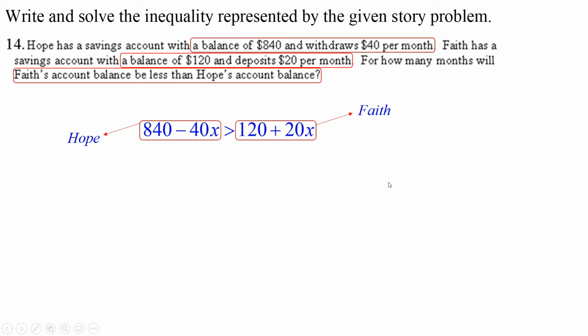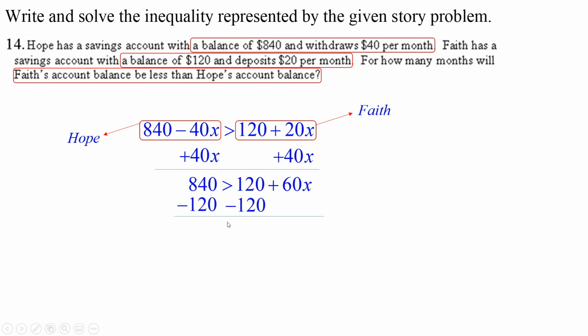Okay, now let's solve for the x. So I'm going to get my x's on the same side. You see the negative 40x's? Could we add 40x to both sides? Does not affect our inequality. And now we have 840 is greater than 120 plus 60x's. Okay, now it's a two-step equation. Let's get rid of that 120. Let's subtract 120. Does not affect the inequality. And 840 minus 120 would be 720 is greater than, and that's 60x's.